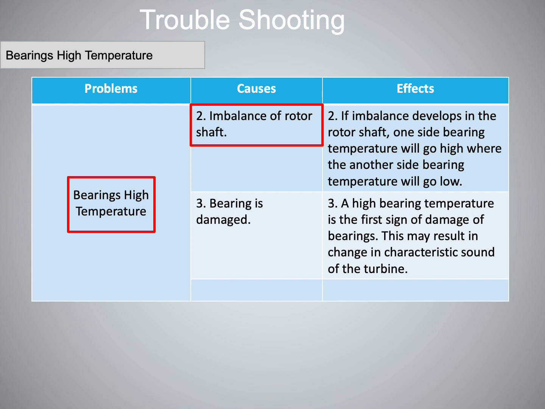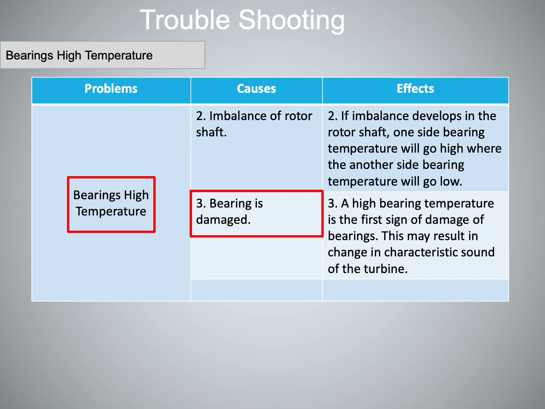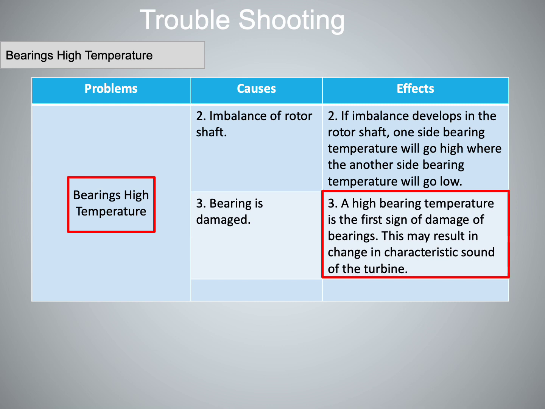Imbalance of rotor shaft. If imbalance develops in the rotor shaft, one side bearing temperature will go high, where the another side bearing temperature will go low. Bearing is damaged. A high bearing temperature is the first sign of damage of bearings. This may result in change in characteristic sound of the turbine.